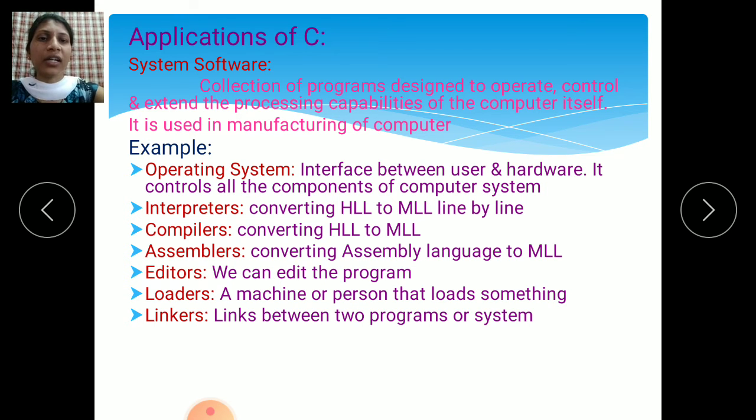Then linkers. Linkers means a link between two programs or two systems. If you want to link one program to another program, we use the linker. It will link the two programs or two systems, a link between two machines or two programs, and that is called a linker. These are the examples of system software.